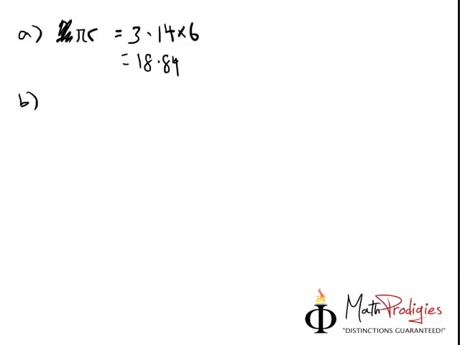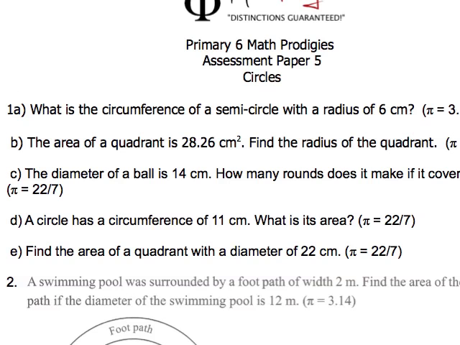Part B says the area of a quadrant is 28.26 cm squared. Find the radius of the quadrant. Now, what is a quadrant? A quadrant is actually a quarter of a circle. That's why it's called a quadrant. The area is 28.26 cm squared. Find the radius of the quadrant.